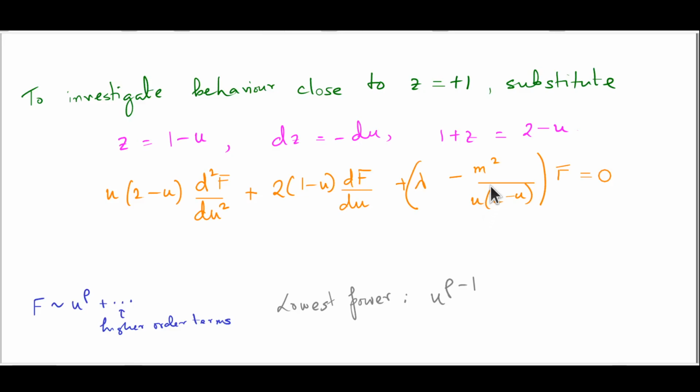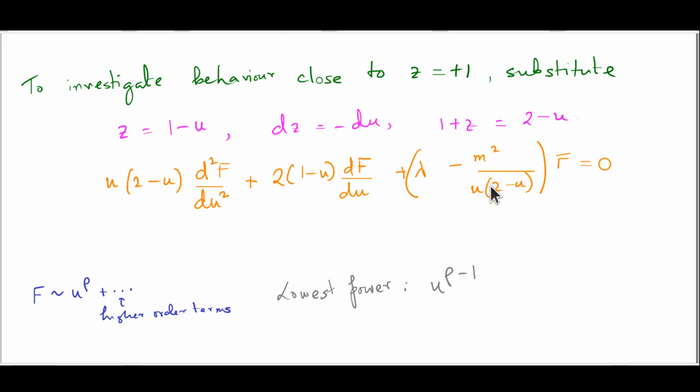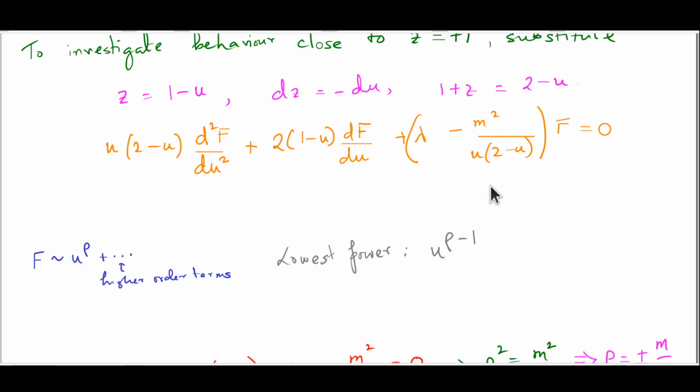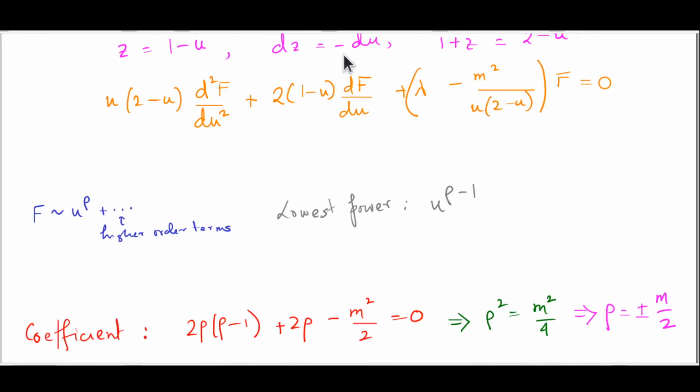So if you just gather together what you have at the lowest power of u, which remember is a dominant term on the left hand side, what you are going to get is, from this term you are going to get a 2 times rho into rho minus 1 from the differentiation. From this you are going to get a 2, which is just 2 into 1. Remember the u you don't consider because that gives rise to a higher power. So 2 into 1 times rho from the derivative.